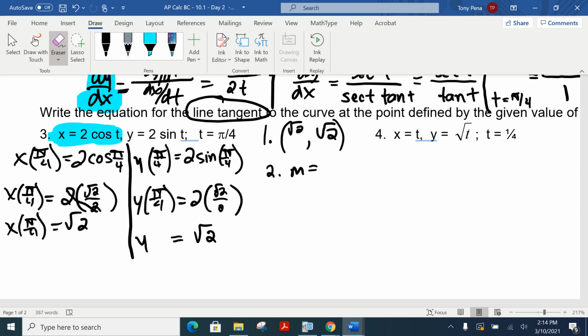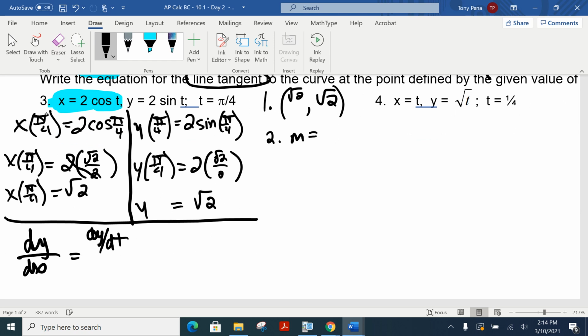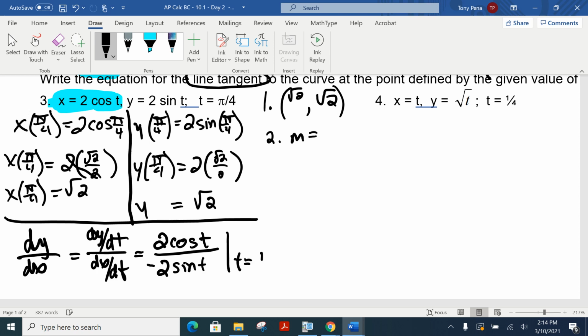Our slope now is what we just got done doing. It's the same thing that you would have done in problems number 1 and 2. If I now want the slope, my change in y over my change in x, that is going to be dy/dt divided by dx/dt. So dy/dt, the derivative of the y equation, should become 2 cosine of t. The derivative of the x equation would be 2, and the derivative of cosine is a negative sign, so negative 2 sine of t. And then we evaluate this at the time you are given, which is pi over 4.